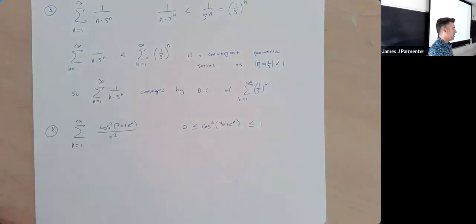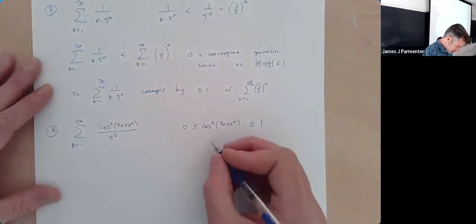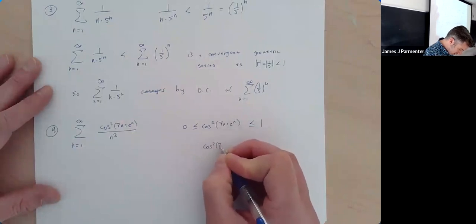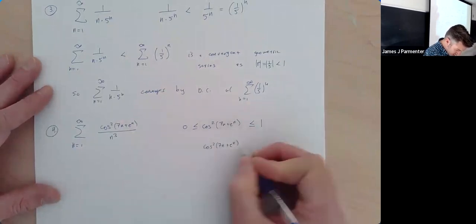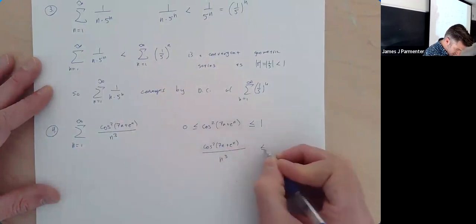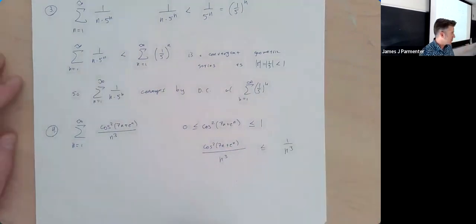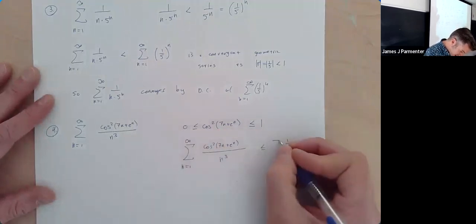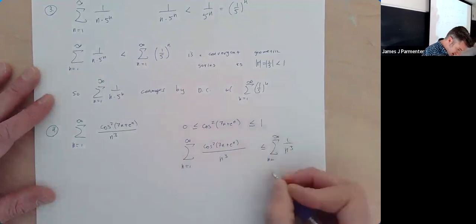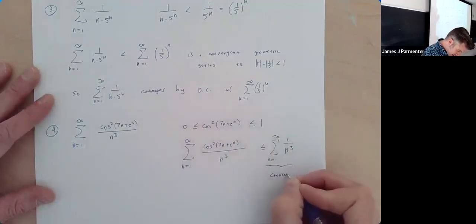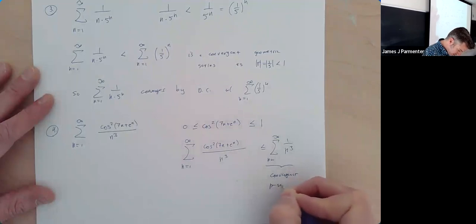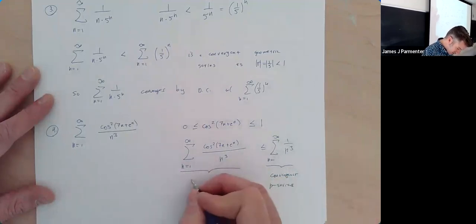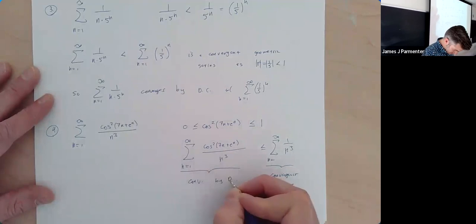Because you can't use the direct comparison test if your terms are going positive and negative. You can only use it if they're all positive. But then we can say, great, cosine squared of 7n plus e to the n over n cubed is less than or equal to 1 over n cubed. And then we can take the sum from n equals 1 to infinity of each side, and we know that this converges. It's a convergent p-series. So this also converges, again by direct comparison.